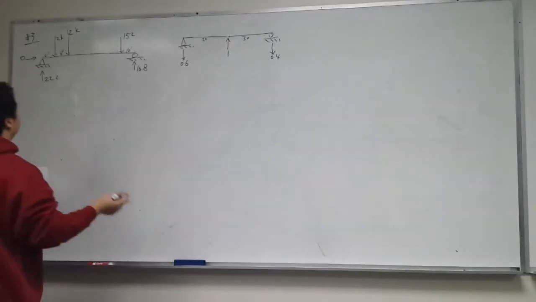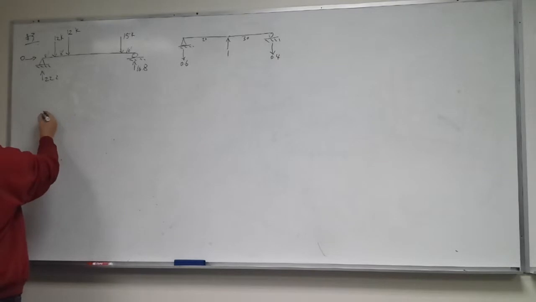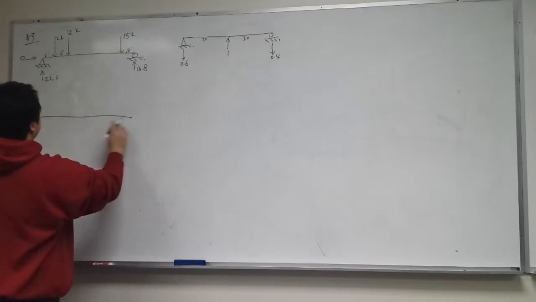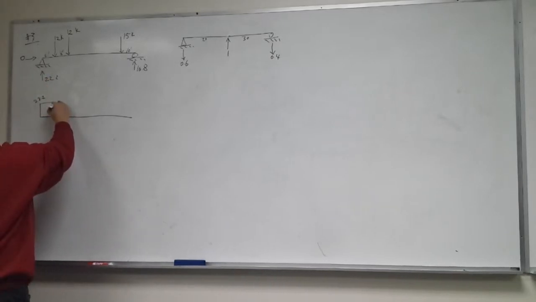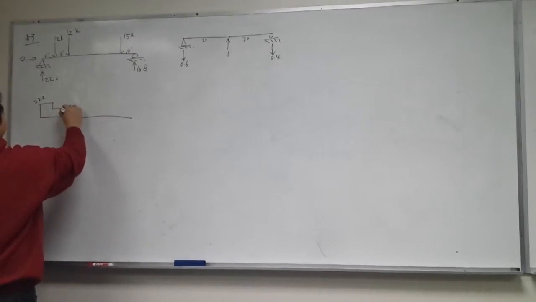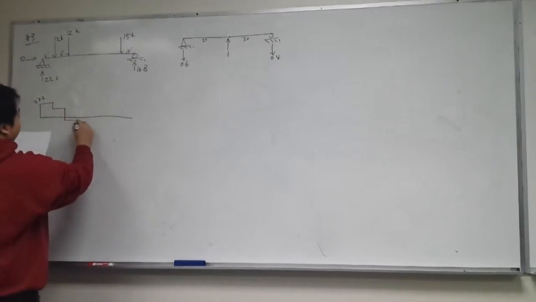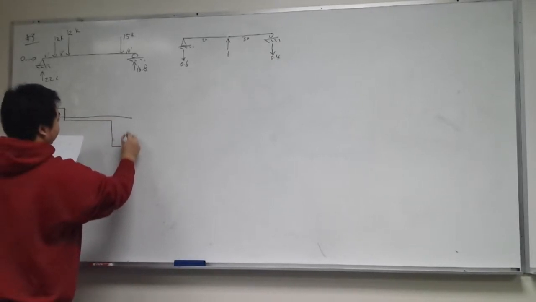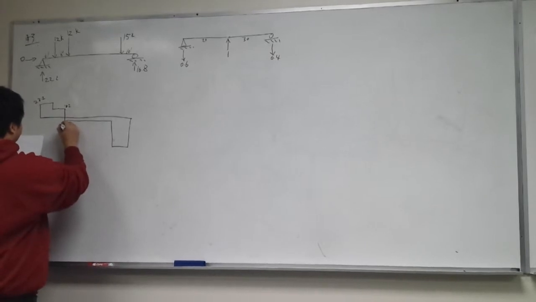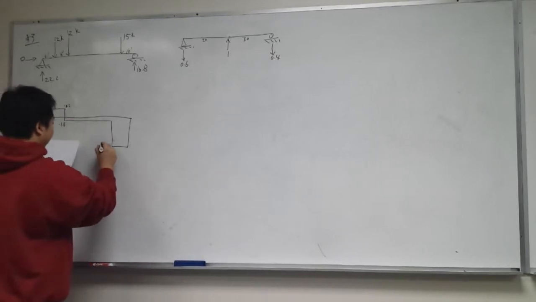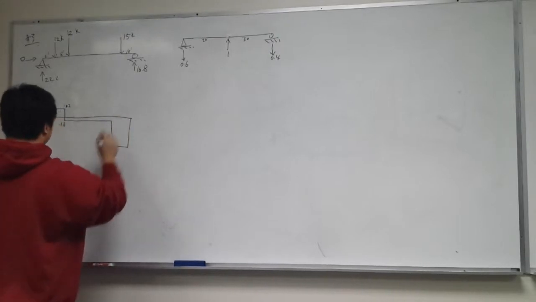Step 3, draw the shear moment diagram. So draw the shear first. So you're going to have going up 22.2. Go to here, bring it back, go to here, bring it down, go to here, bring it down again, come to here, and it's 0. So this one is 10.2, negative 1.8, negative 16.8, 0.